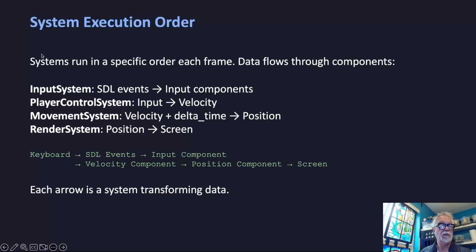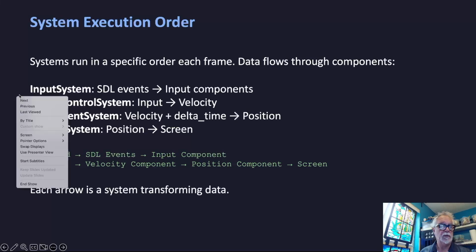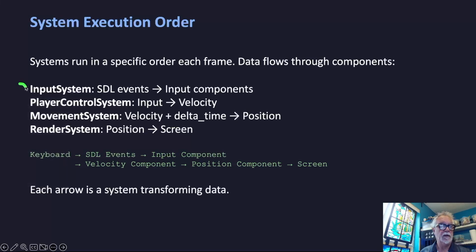So the systems run in a particular order. In this particular case, we have our input system here that basically maps the SDL events into input components. The player control system, which takes input and maps it into velocity. Then we have the movement system that maps velocity plus delta time into position, and then we have the render system, right?